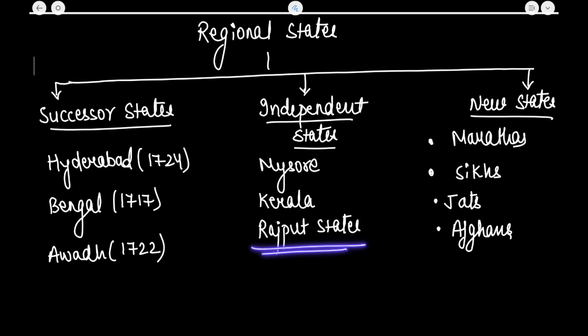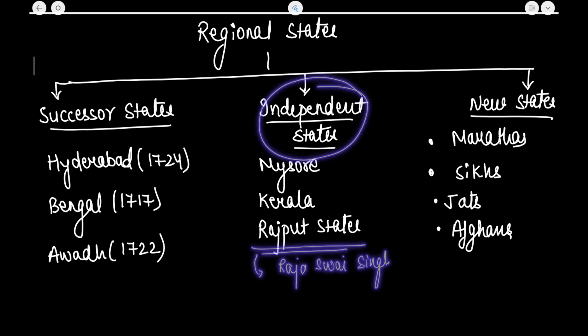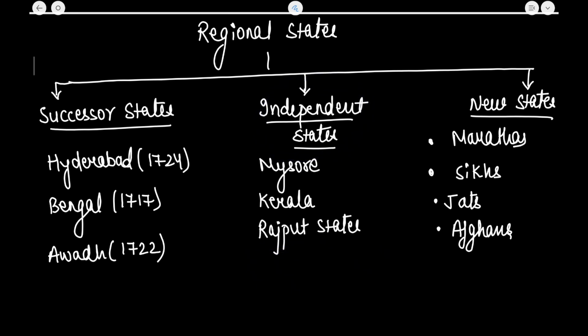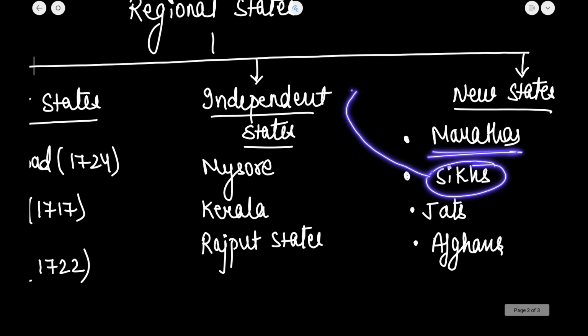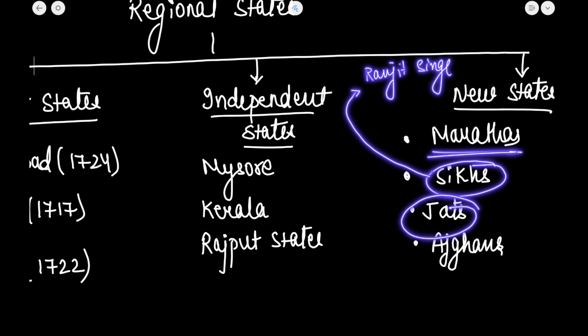So which were the Rajput states? So the Raja Savai Singh of Amber, he also founded an independent state. Now if I talk about some of the new states, so Marathas were there. The Sikh Empire was founded under Ajit Singh. Then also Jats were there.